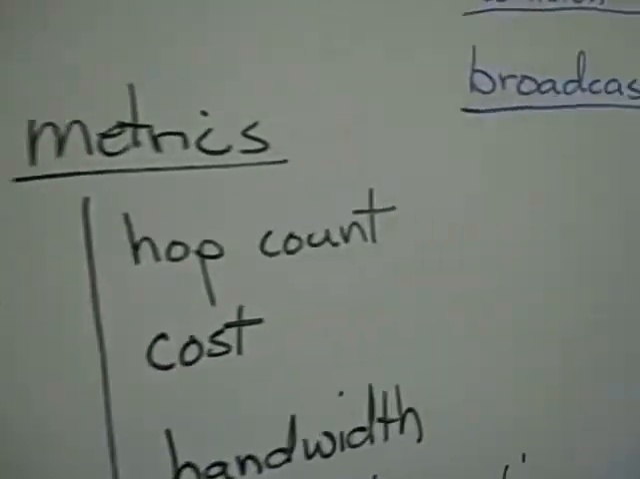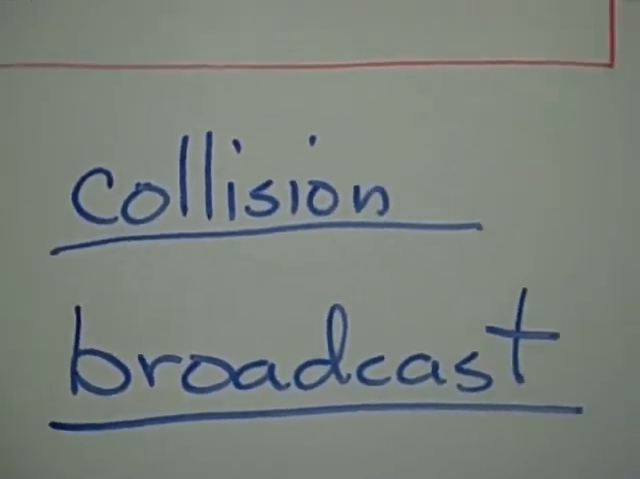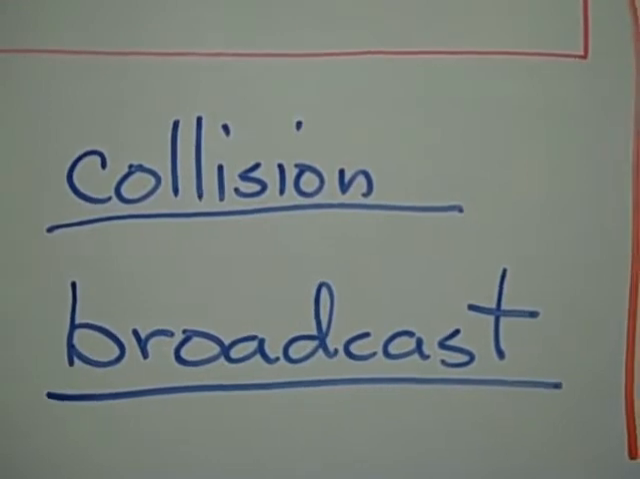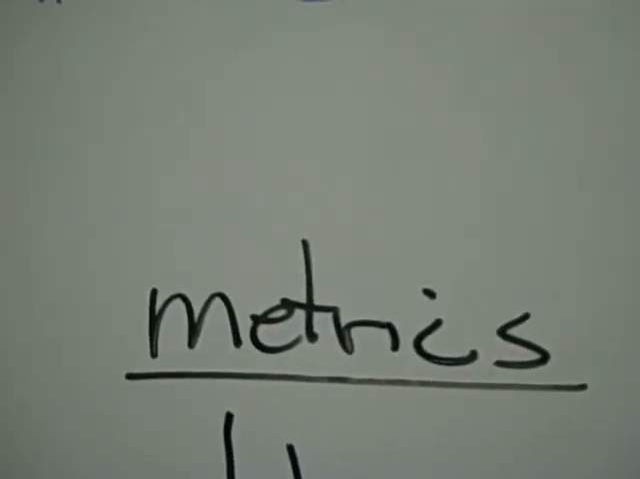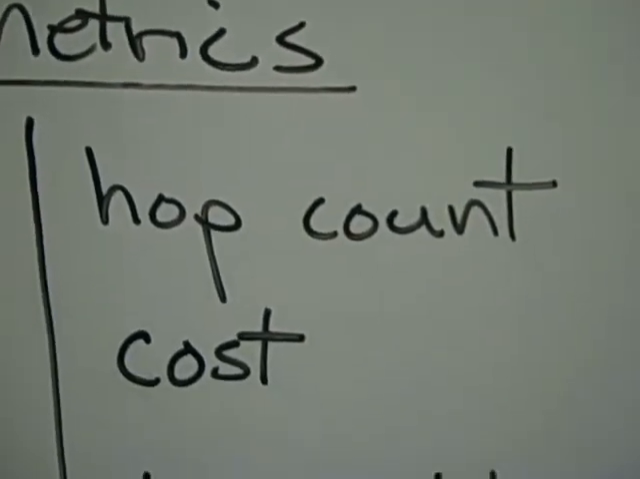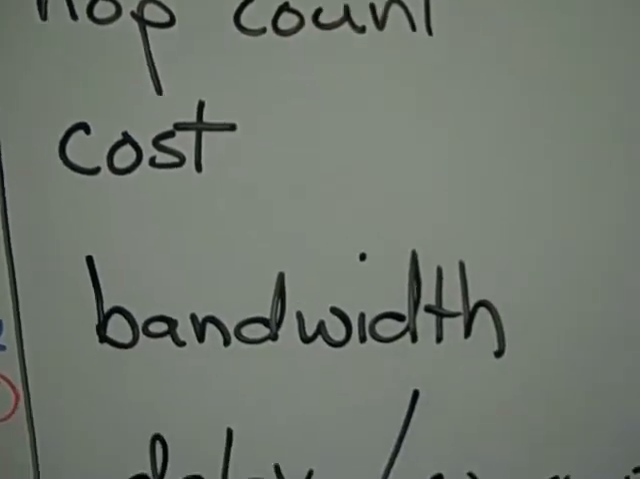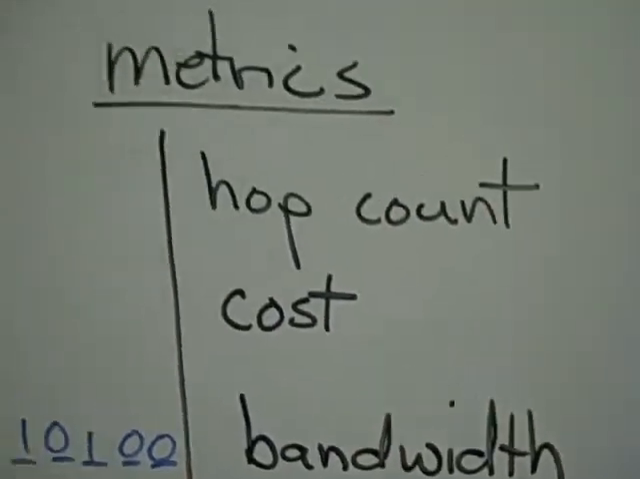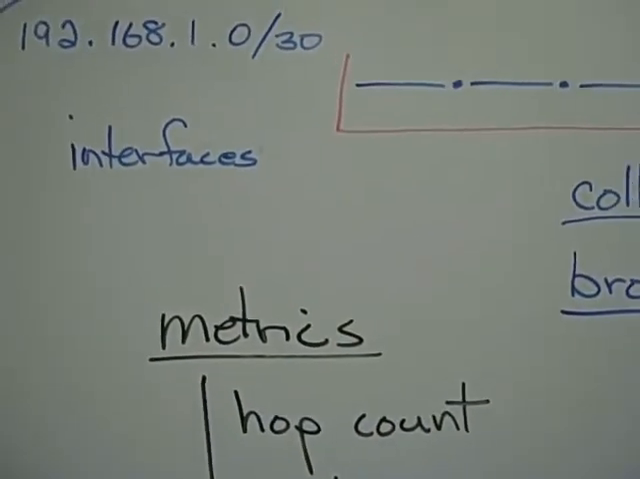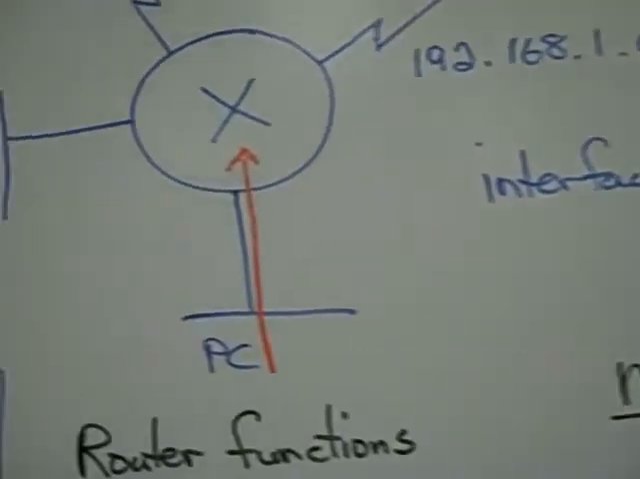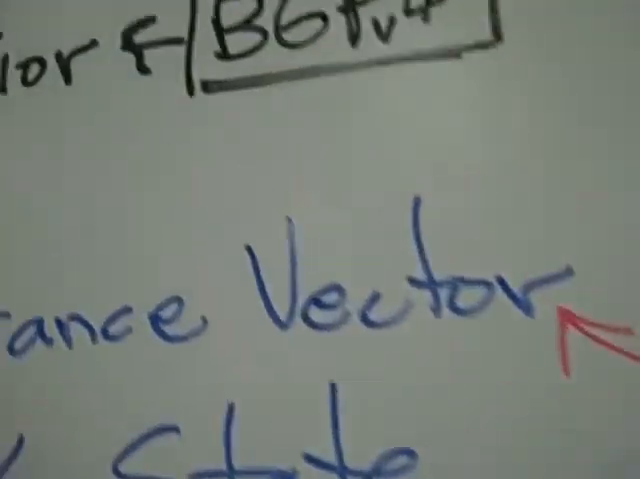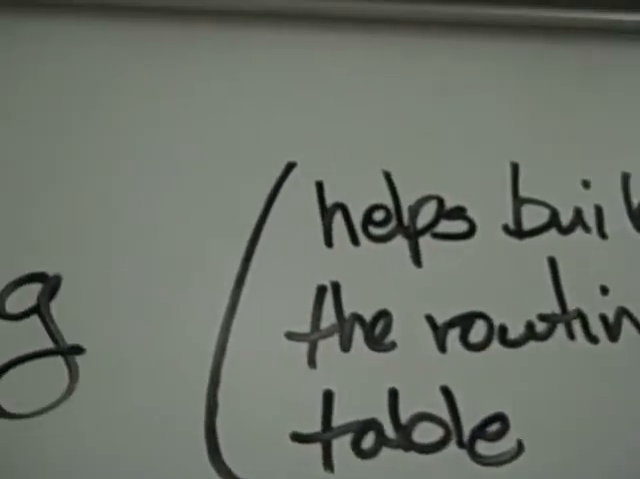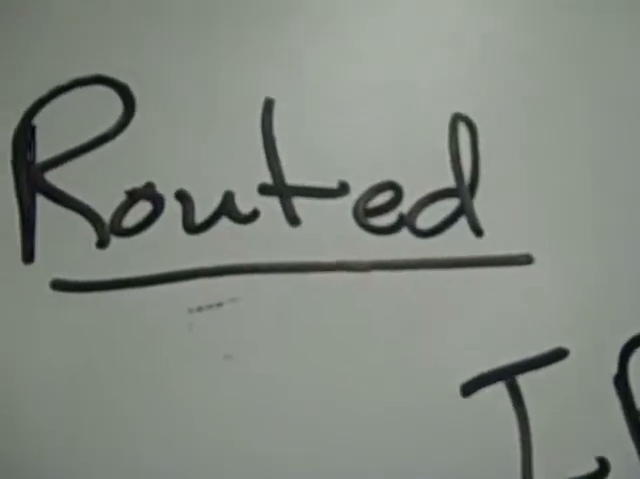Alright, we talked about these two terms at the beginning to make sure we have an understanding of those. And then the term metrics came up, and we made sure we had at least a general understanding of these particular metrics that can be used to determine the best routes. We compared routing, which helps build a routing table, and routed protocols like IP.